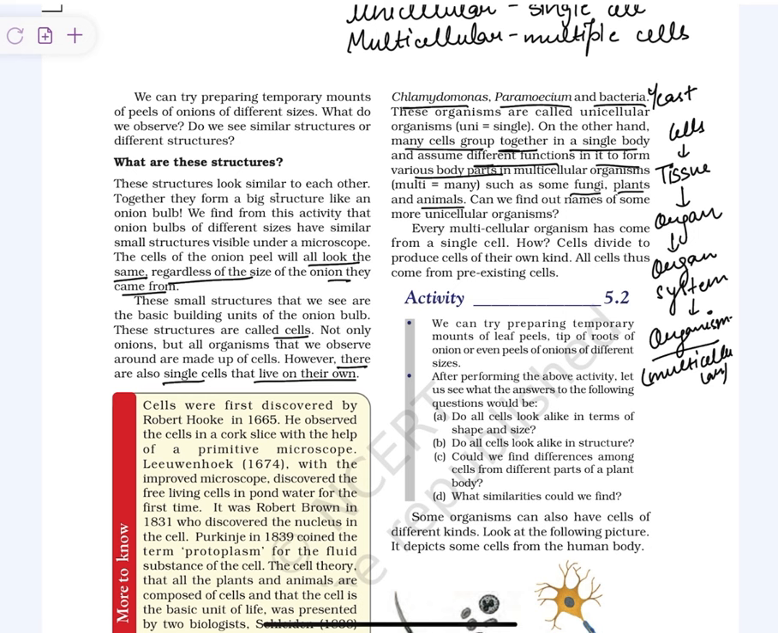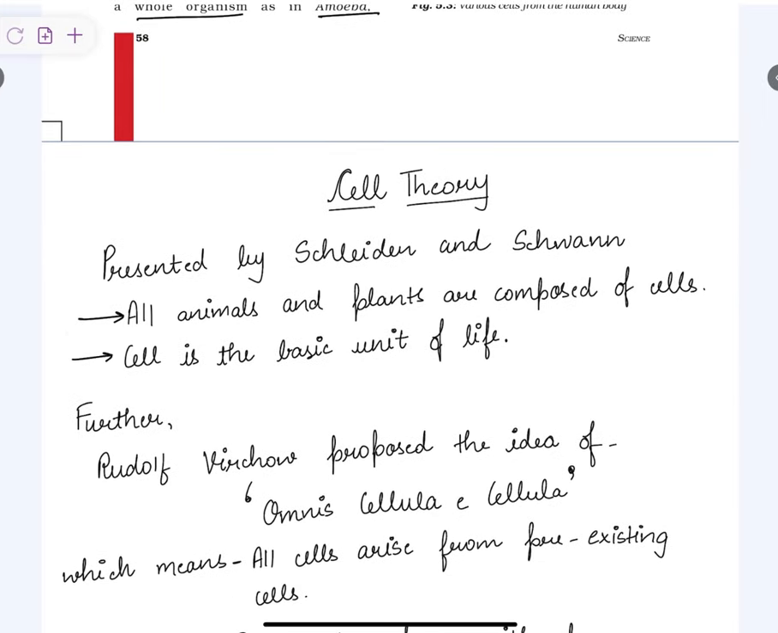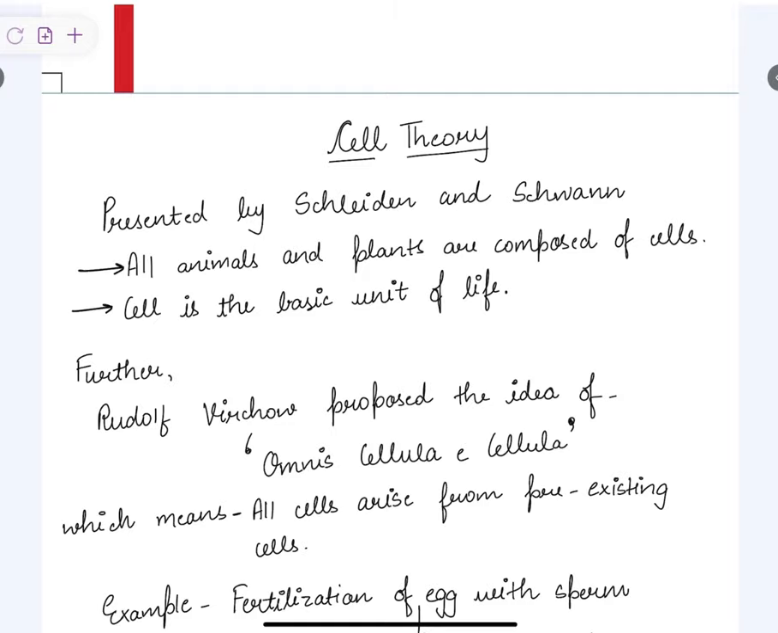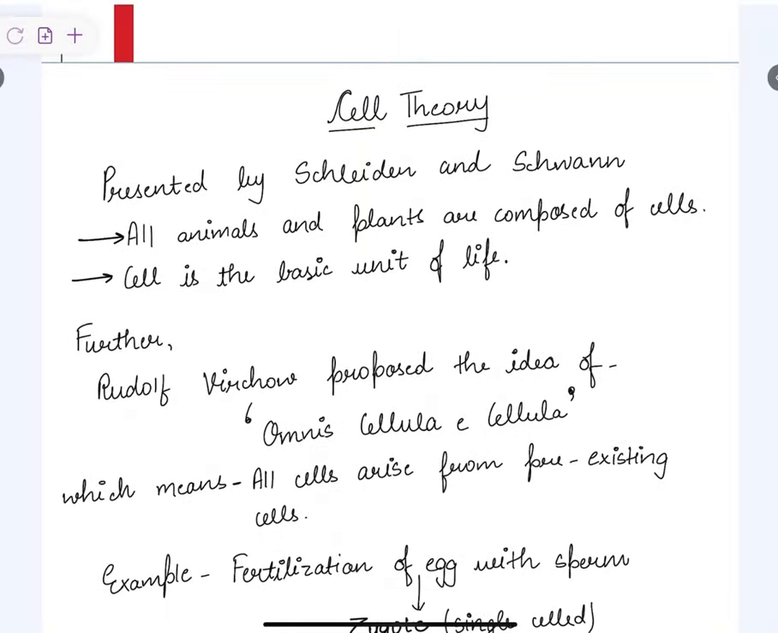Now, to understand the next part, we first need to understand the cell theory. This was presented by Schleiden and Schwann. They said that all animals and plants are composed of cells, and second, that the cell is the basic unit of life. Further, Rudolf Virchow proposed the idea of omnis cellula e cellula, which led to further modifications in the cell theory. It means that all cells arise from pre-existing cells.